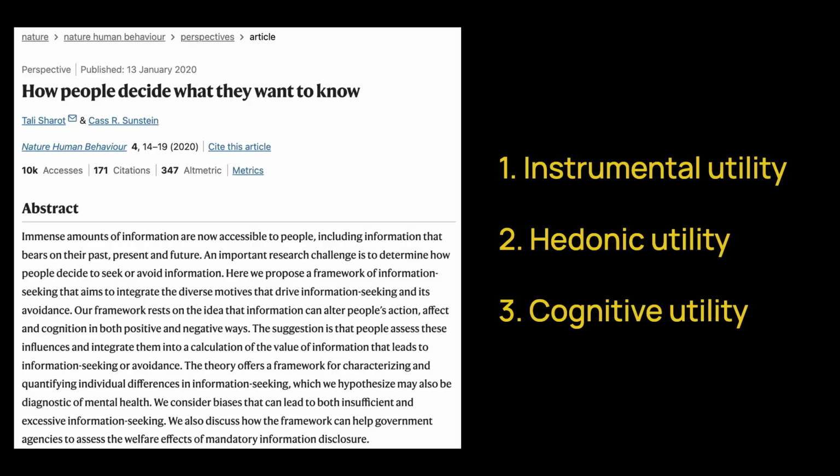By contrast, information avoidance is when we intentionally shy away from certain information. This is known as the ostrich effect, burying our heads in sand to avoid potentially unpleasant truth. Recent research has uncovered three key motives behind our information seeking behaviors: instrumental utility, hedonic utility, and cognitive utility.